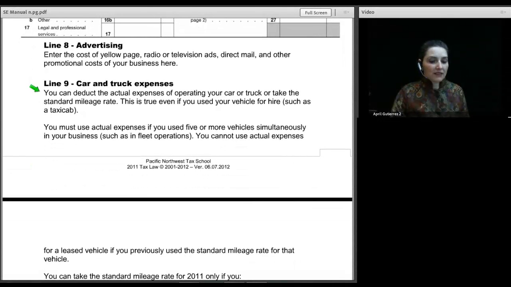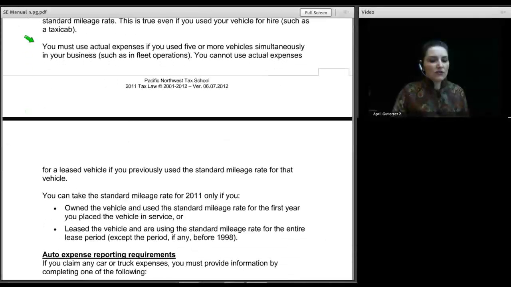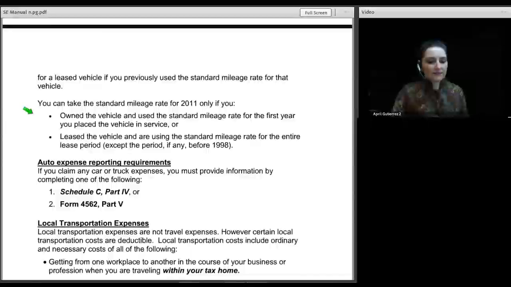There's more to say about this line for sure. You can deduct the actual cost of expenses for operating your car or truck, or you can claim a standard mileage allowance. This is true even if you use your vehicle for hire, such as a taxi cab. Prior to 2011, you were not allowed to claim the standard mileage rate for taxi cabs, but there is a new provision that now allows the standard mileage rate to be used by taxis. You must use actual expenses, however, if you used 5 or more vehicles simultaneously in your business. If you are operating 5 or more vehicles in your business at the same time, you are considered to have a fleet. And when you operate a fleet, you are required to use actual expenses.